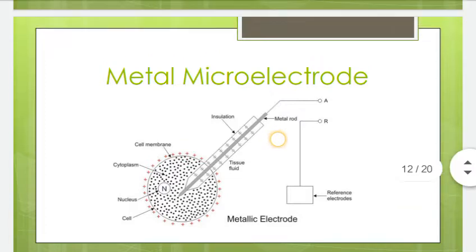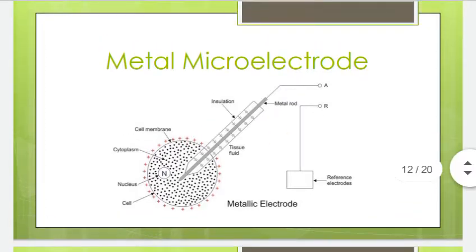Okay, in this figure it shows the metal electrode is placed inside the cell and the reference electrode is placed outside the cell. So by using these two electrodes we will measure the potential. We can represent the metal electrolyte potential as EA, the reference electrode potential as EB, and the cell membrane potential as EC.